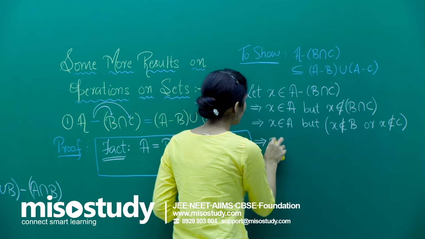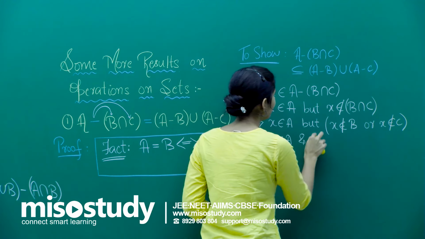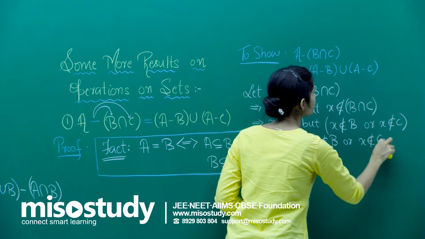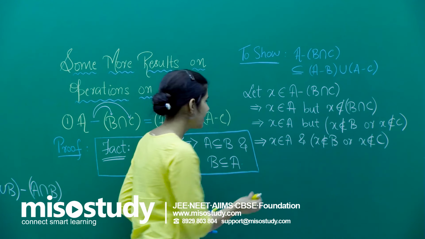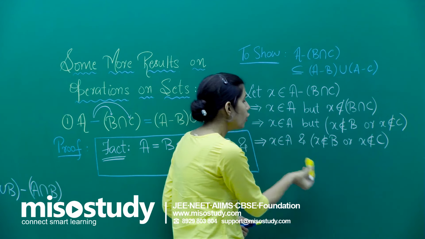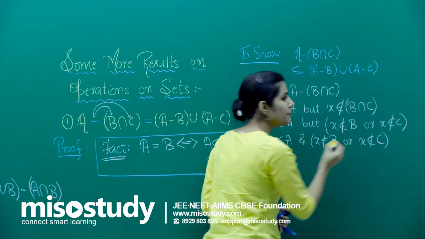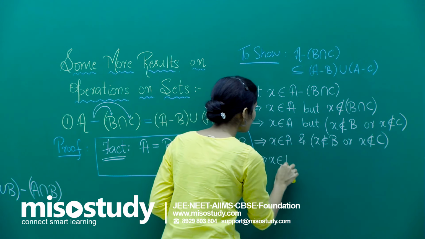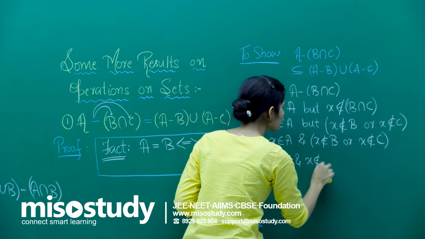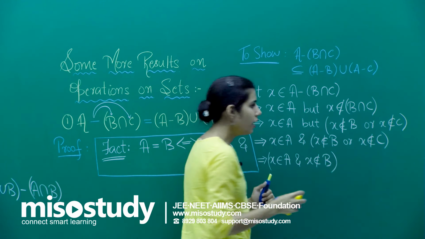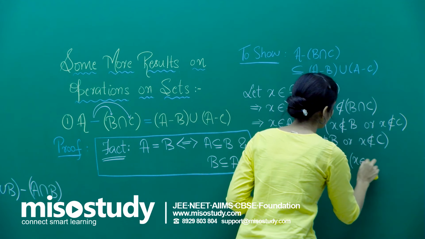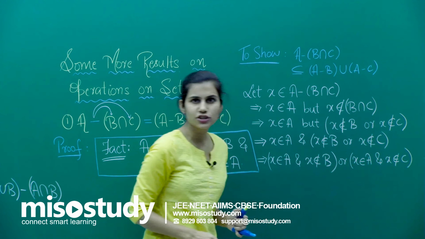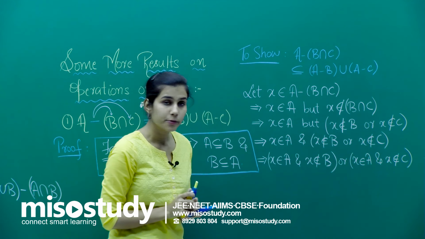So we have X belongs to A and X does not belong to B or X does not belong to C. Now read it carefully. X is definitely a member of A. With that, either of the two possibilities hold. That means either X is a member of A and X does not belong to B is true, or X is a member of A and X is not a member of C. Either of the two is true.